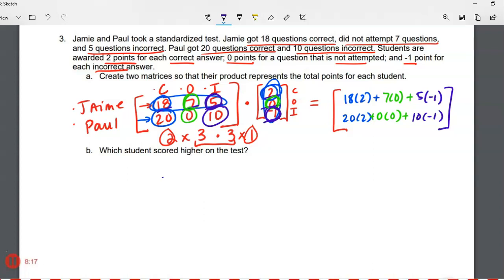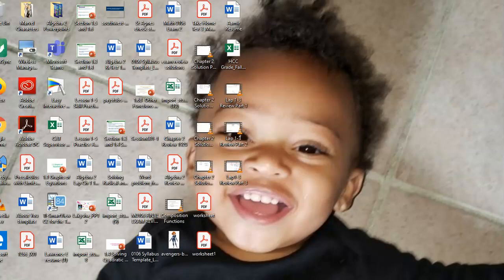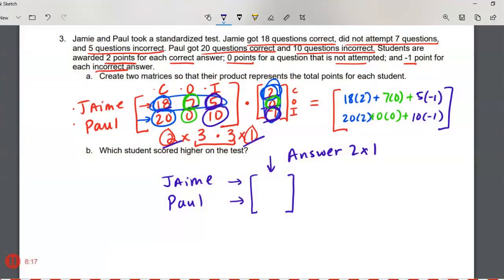So here we go. So we got Jamie. We got Paul. And again, I should get a 2 by 1 matrix is my answer. So my answer should be 2 by 1, which means I have 2 rows and 1 column. So you see, I'm going to have his score and his score for the 2, and then here's the answers.